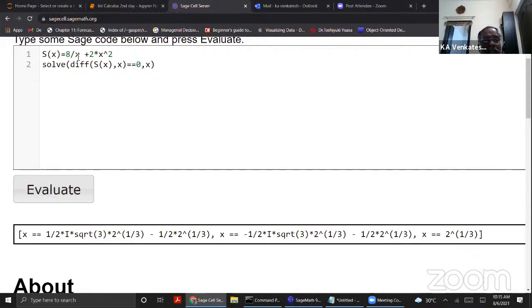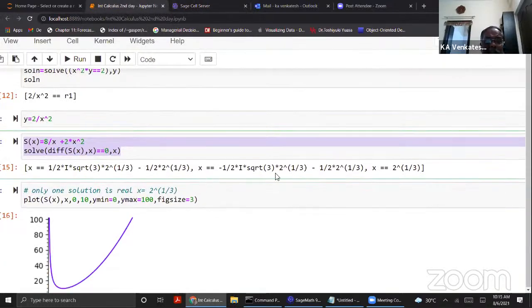So how to do the second derivative? The same way, diff of S of x comma 2. If you put x comma 2, then you'll get the second derivative. Then you have to find the value of this. So directly I can do dot substitute x equal to this value, or whichever way you want. Yesterday we saw how to do that part. The same thing I'm going to do here.